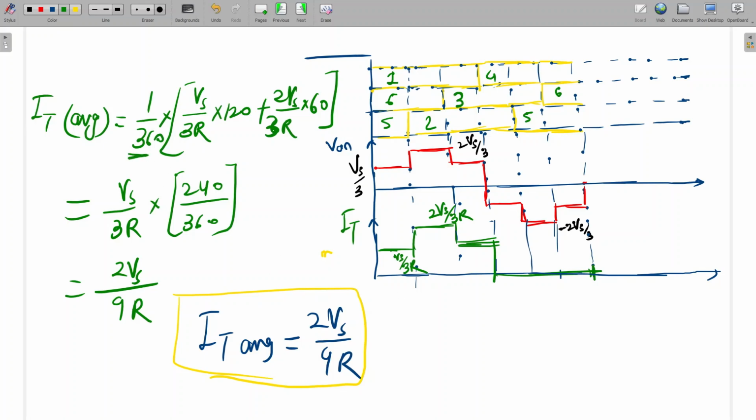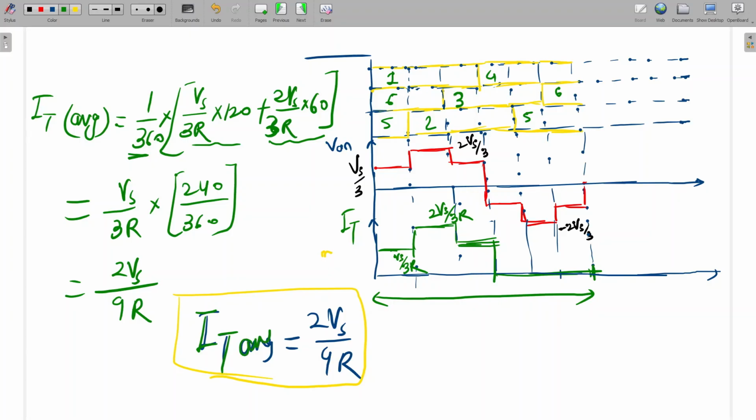Okay. T is how much? 360 degree. Here to here, 360 degree. So 1 by T area means this Vs upon 3R into 120 here, and 60 here and 60 here. So Vs upon 3R into 120 plus 2 Vs upon 3R into 60. Okay, and I am taking common Vs upon 3R. So it will be 120 plus 60. How much? 120 plus 120, 240 by 360. So I am getting 2 Vs upon 9R.